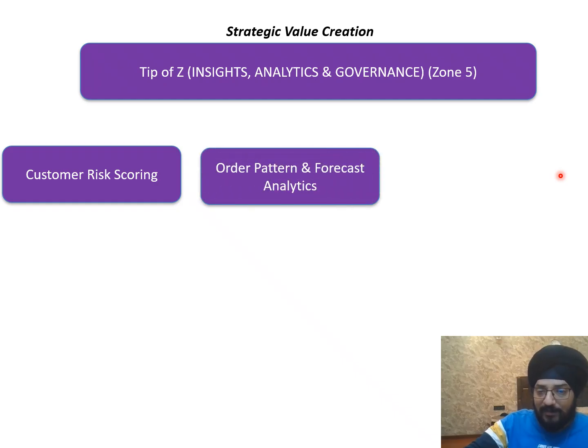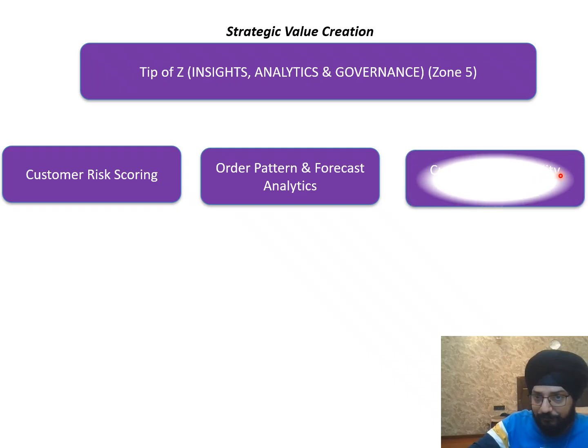Order pattern and forecast analytics. This analytics helps us understand which are the fast moving products, which are the slow moving products, how we have tracked the orders, which orders are coming at a very frequent pace, and how we have to make sure that we have our inventory to replenish that. So all these analytics around the order and the forecast will help us plan our inventory and make sure that we have the right stocks available to manage our orders.